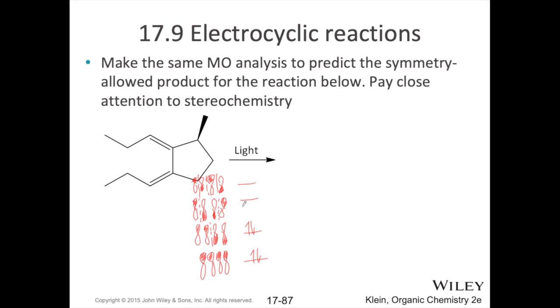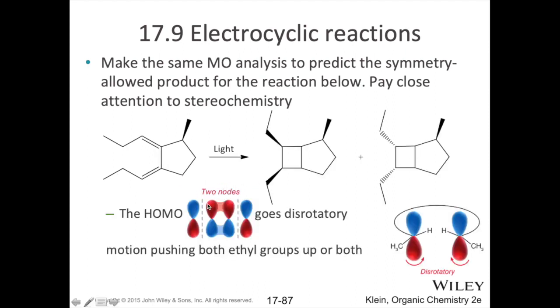Okay, so again, if this were a ground state, if this was done with heat, we would just pay attention to the phase of this and this. But since we're doing this with light, we're going to move one of these electrons up here, and this now becomes the HOMO that we pay attention to. Okay, this is no longer the LUMO, it's the HOMO, and now we've got to look at these 2 orbitals on these 2 carbons here, and notice again that they are in the same phase, which means, as we see here, they wind up doing a disrotatory rotation to overlap.